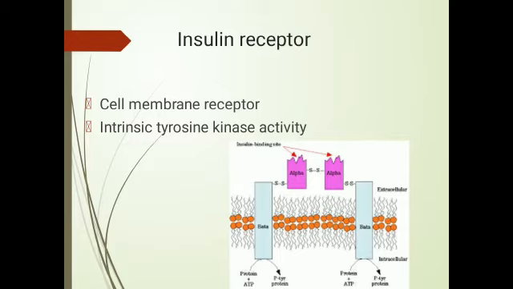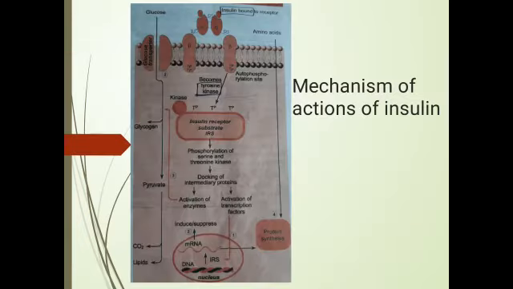The alpha subunits are present at the outer surface of the membrane. So this is the outer surface of the membrane, and the alpha subunits have the binding site for insulin. The beta subunits are transmembrane and intracellular. The intracellular portion has the intrinsic tyrosine kinase activity.